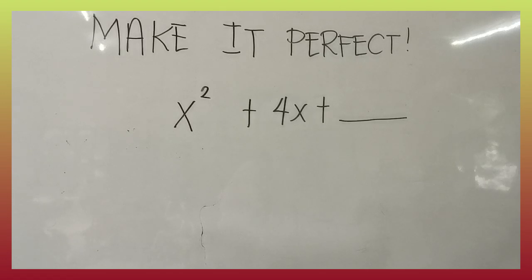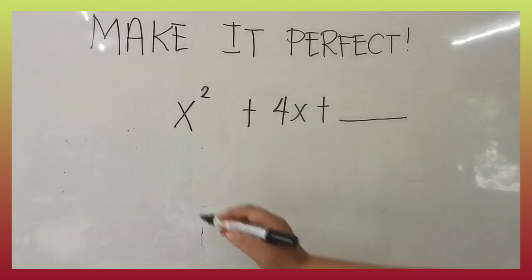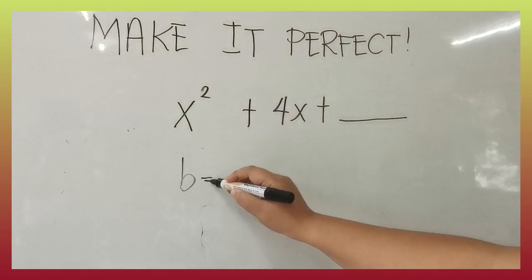Let's make this equation perfect. So we have example number 1, which is x squared plus 4x plus blank. We need to find the missing constant term for this equation. In order for us to find the constant, we need first to identify the value of our b, and the value of our b is 4.